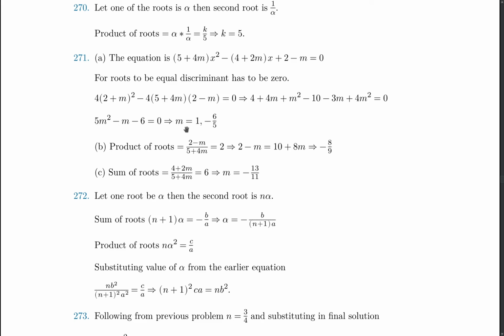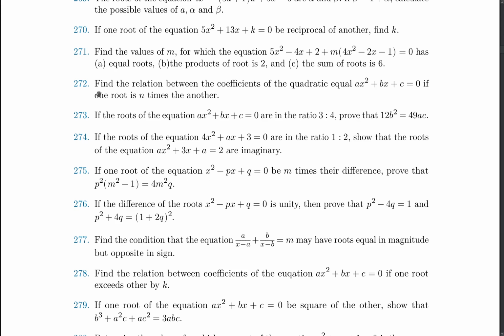The product of the roots of this equation is (2 - m)/(5 + 4m), which is given as 2. So if you solve this, it becomes 2 - m = 10 + 8m. Now this implies that m = -8/9. There should be m is equal to. The sum of roots of this equation is (4 + 2m)/(5 + 4m), which is given as 6. This implies that m = -13/11.